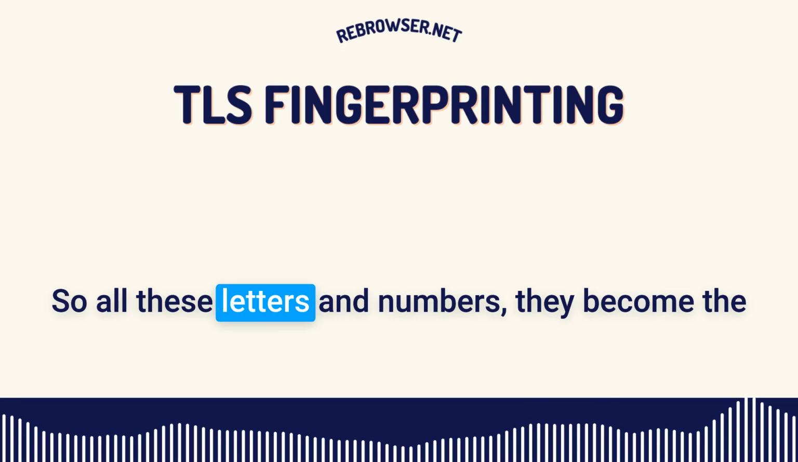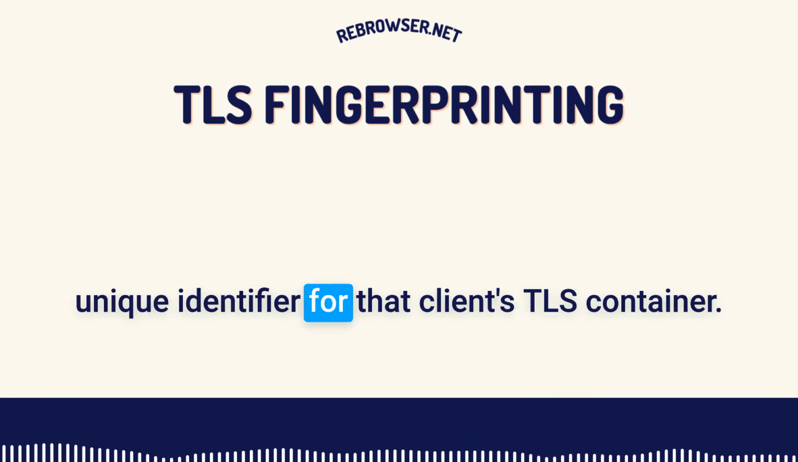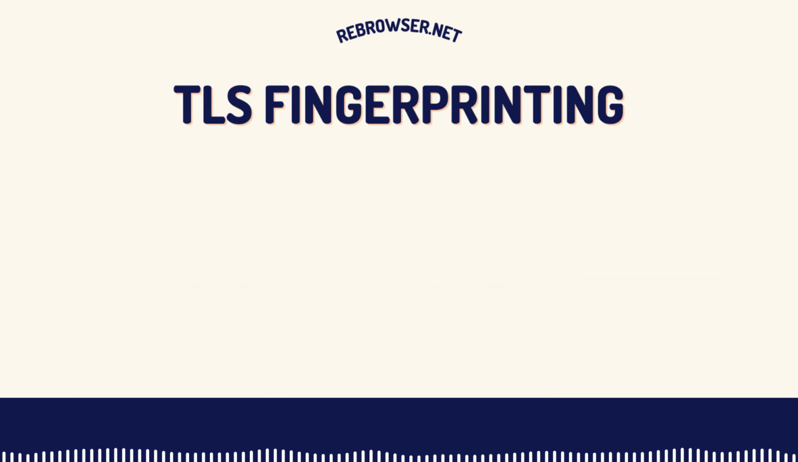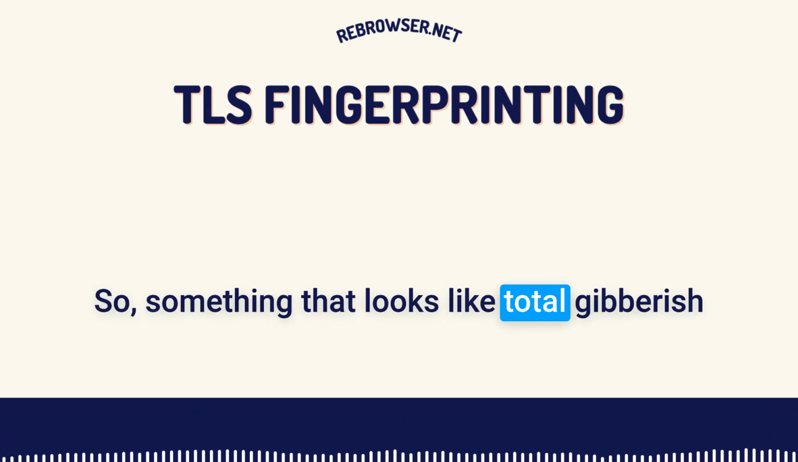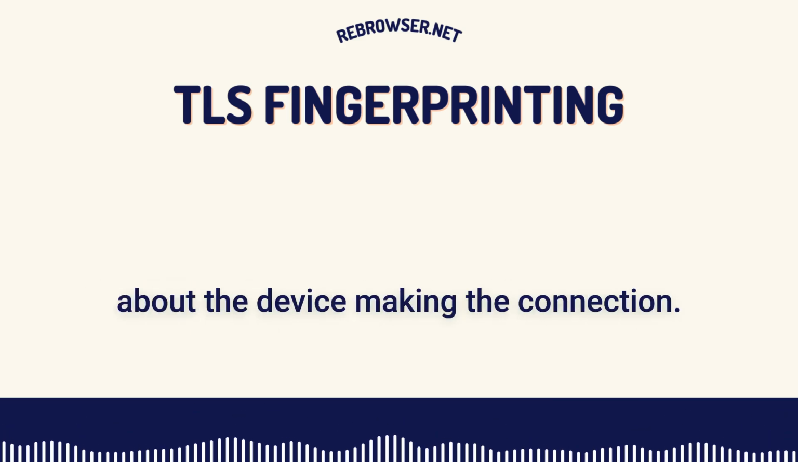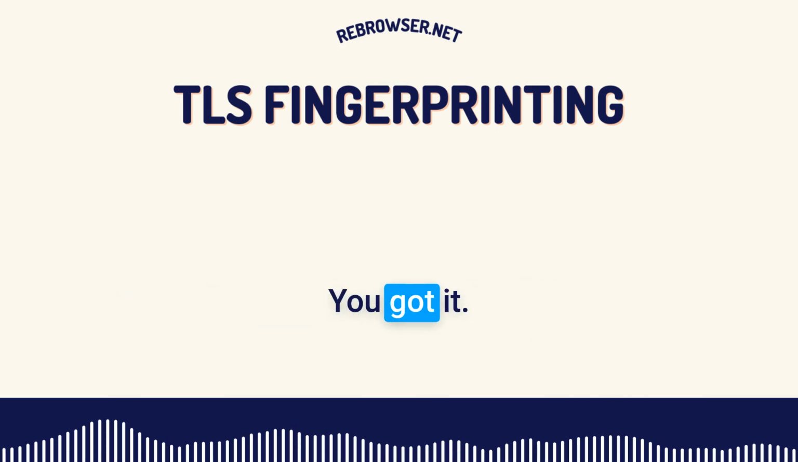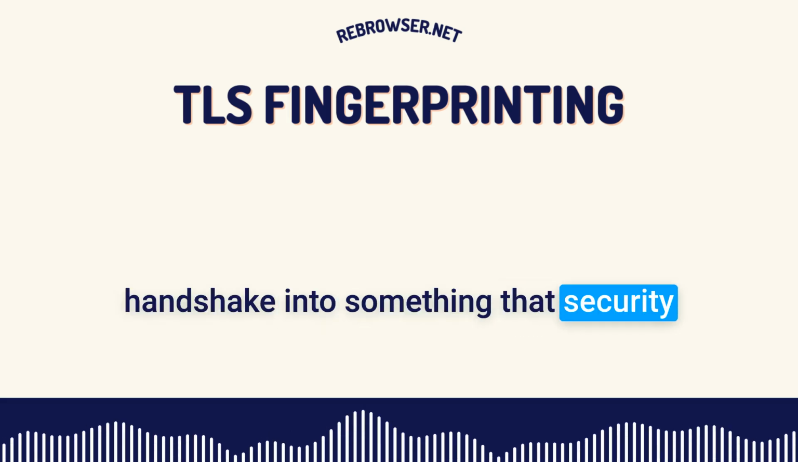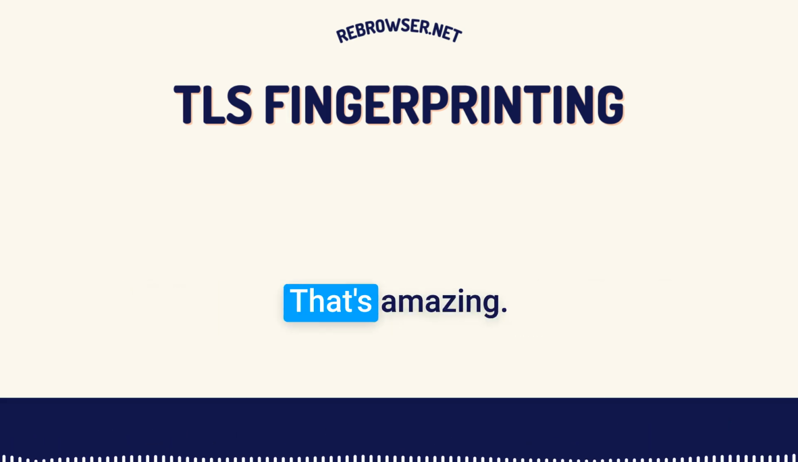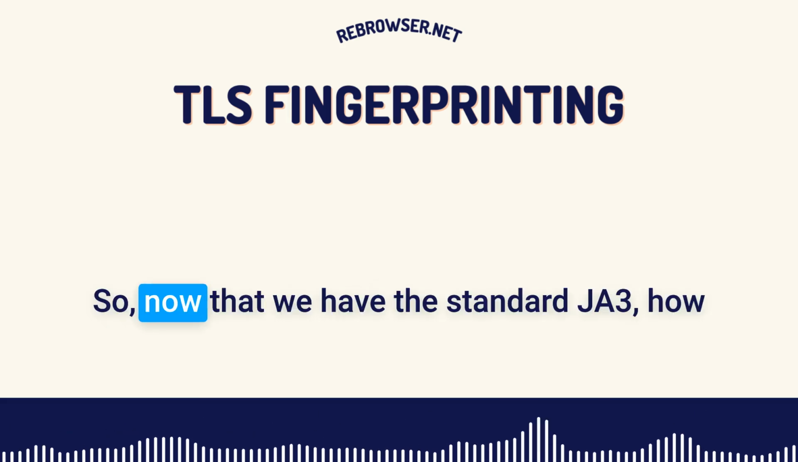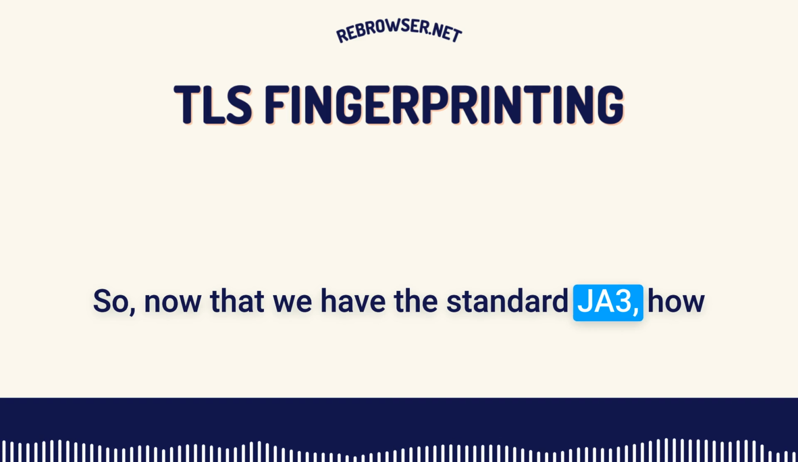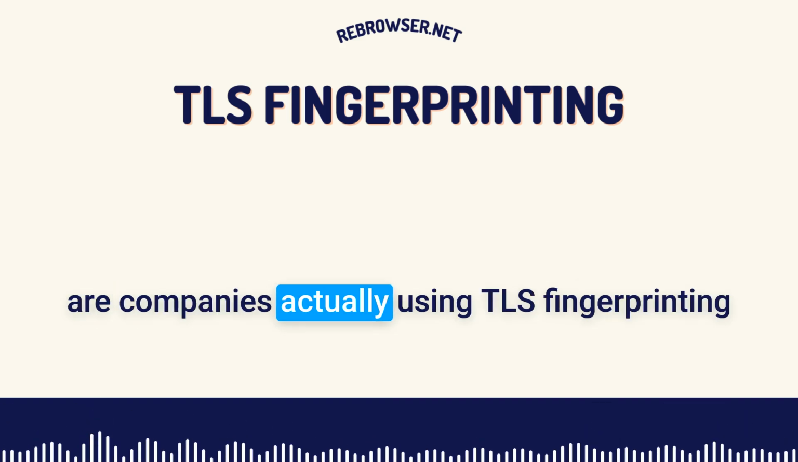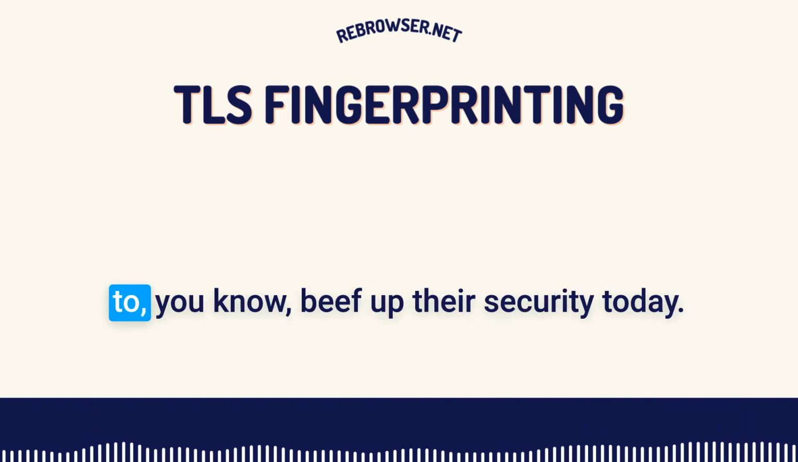Okay. So all these letters and numbers become the unique identifier for that client's TLS configuration. So something that looks like total gibberish to me actually tells you a whole lot about the device making the connection. You got it. It's all about translating that complex handshake into something that security folks can easily understand and use. That's amazing.